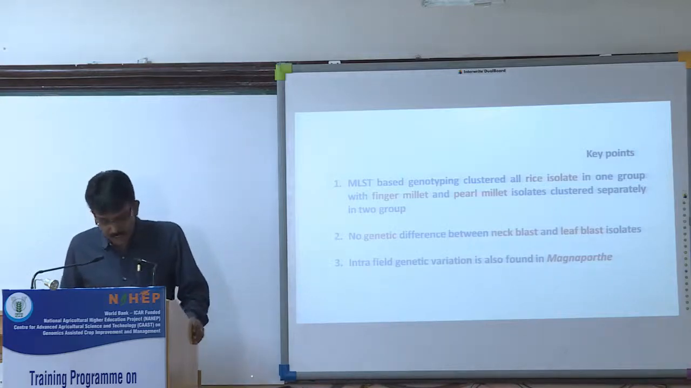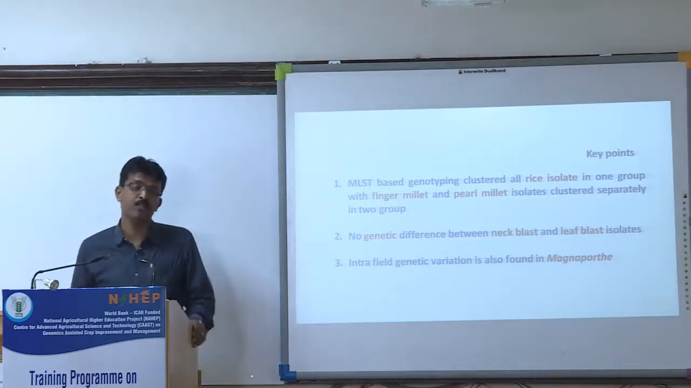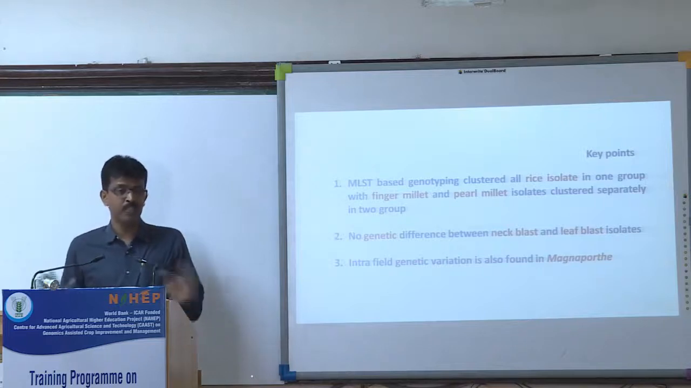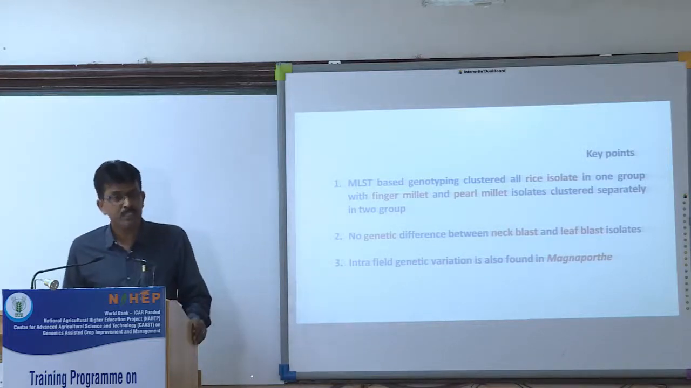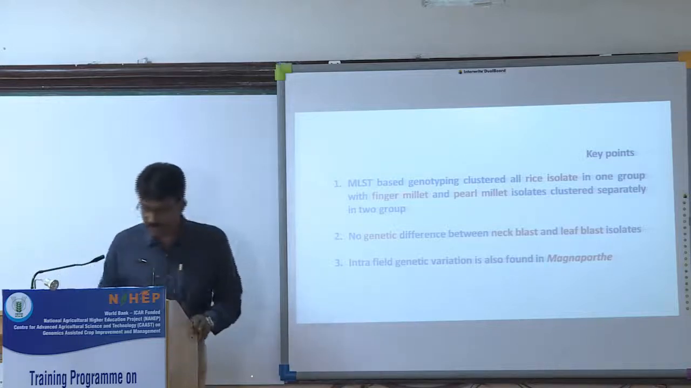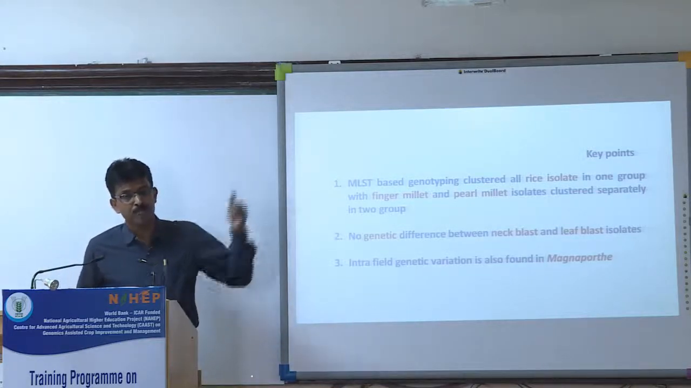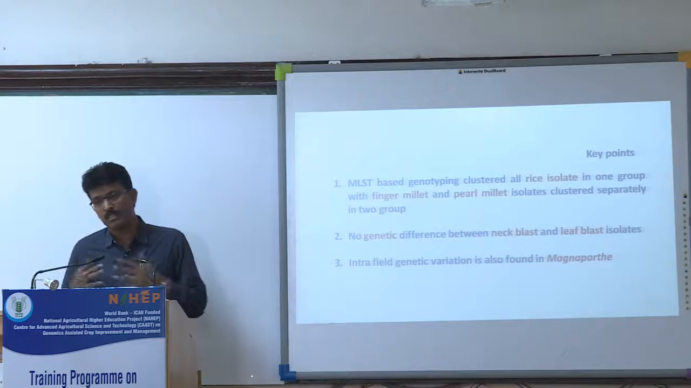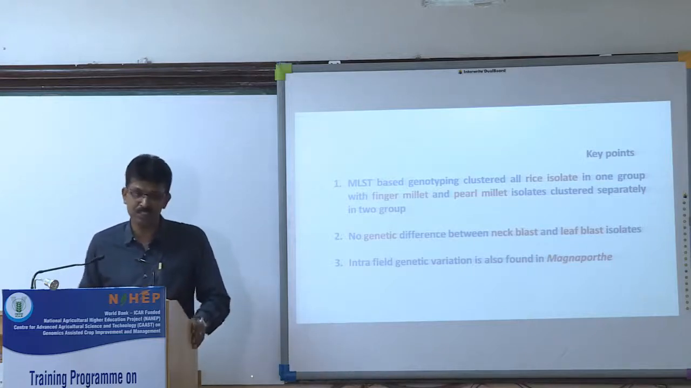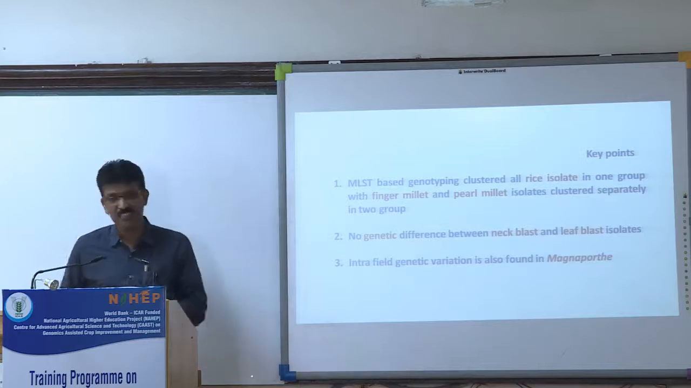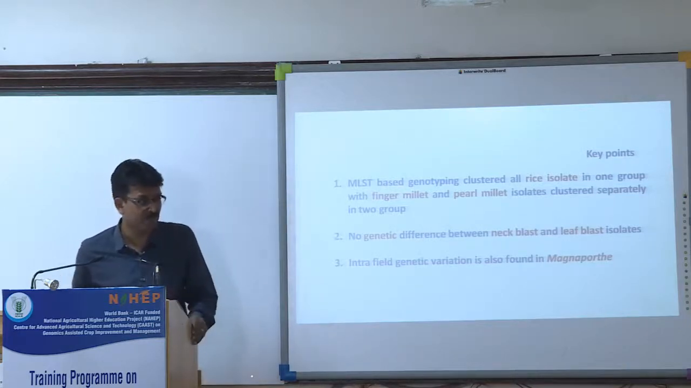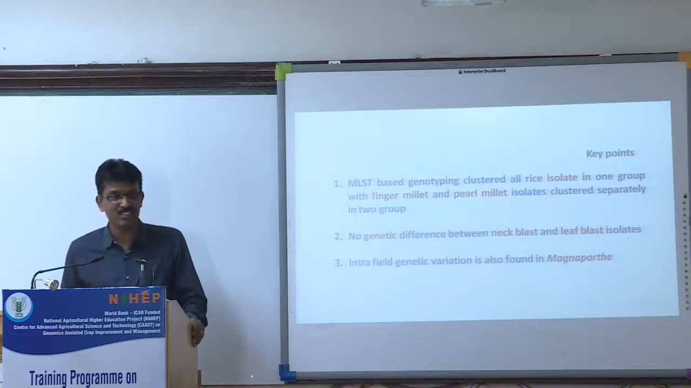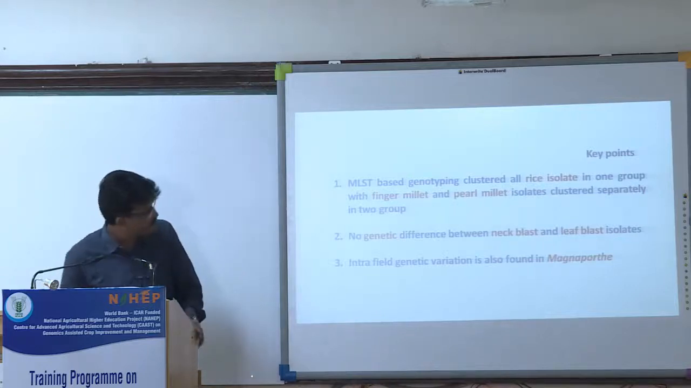Of course, I already highlighted the key thing. There are 3 distinct populations. They are quite different at the genetic level, and there is also intra-population variation. And one point I forgot to mention: in the previous tree, whether you noted or not, the neck blast and the leaf blast isolates are typically one and the same. There is absolutely no variation we found in 18 loci. They are the same, not even a single base pair variation we could see. So, that again says that it is the same pathogen responsible for 2 different stages of blast in rice.